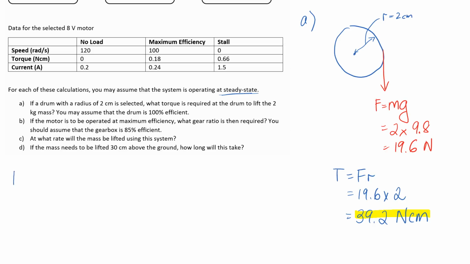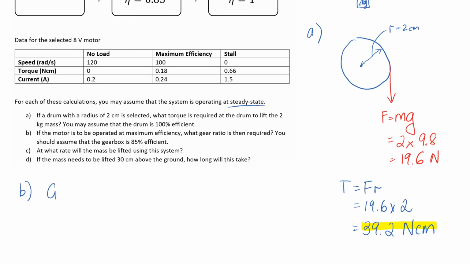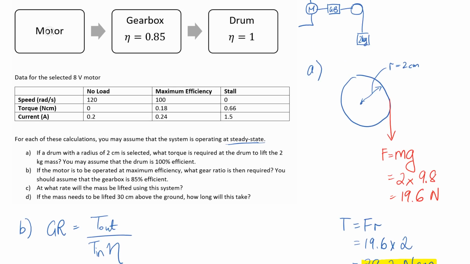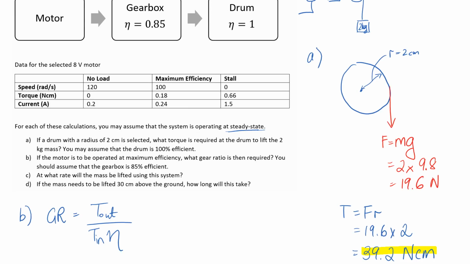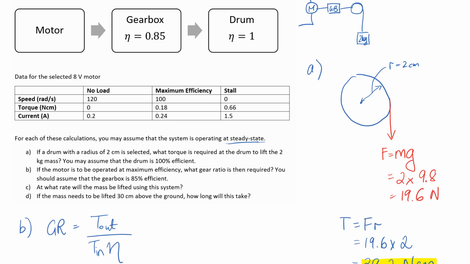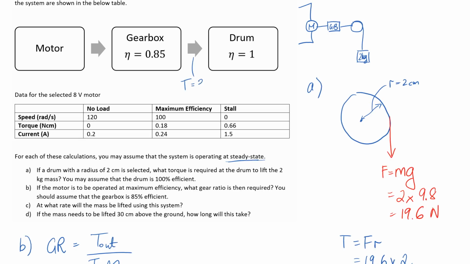Alright, so we're interested here in the gear ratio, and we have an equation for gear ratio which relates together the torque out of the gearbox and the torque into the gearbox. So that's T out and T in, and this N looking thing here is the efficiency of the gearbox, in our case 85% or 0.85 in decimal form. If we have a look at our diagram here, the torque out of the gearbox is what goes into the drum, and we've just figured that out to be 39.2 Newton centimeters. So I'm going to mark that in our diagram here.